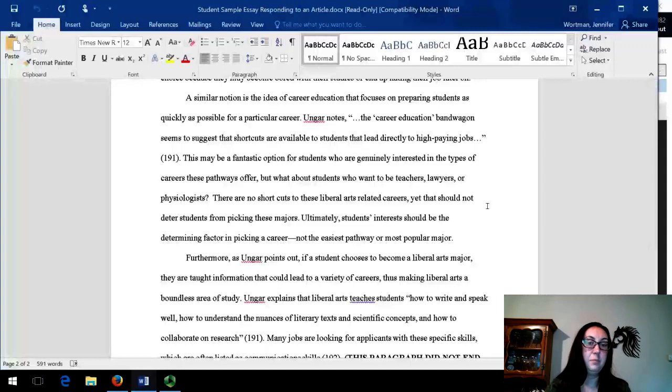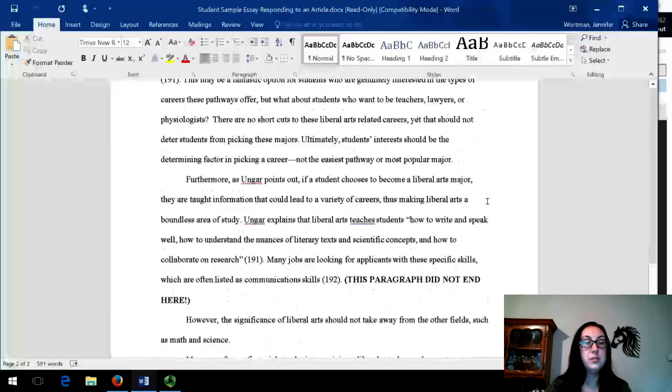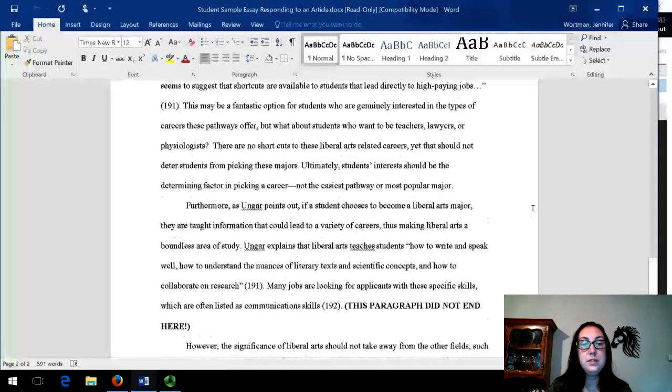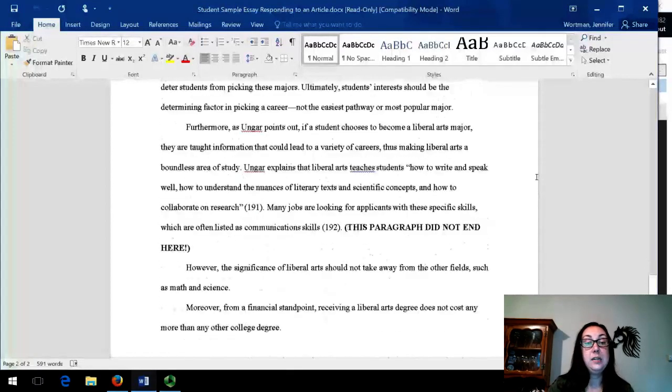Next paragraph, again, body paragraph, starts with "furthermore." So it is again leading into, and you can see that this paragraph is not complete. I didn't include the full thing, but it literally gives you an idea of how to set this up around your own main points and then introduce articles or the article as support where needed, okay?